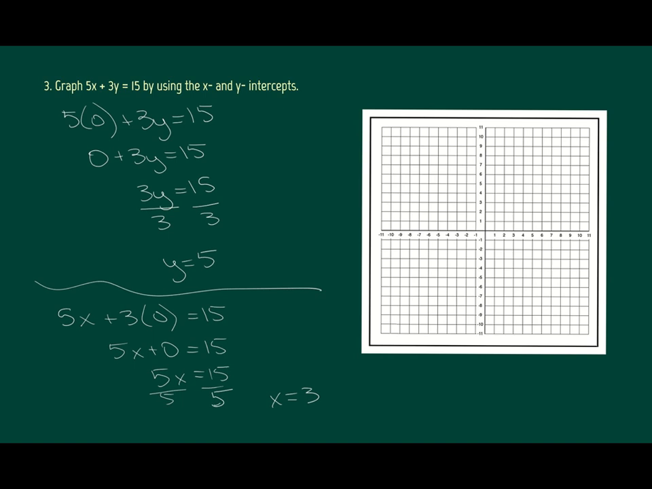So I'm going to plot both of those. So I've got, let's see, y equals 5 would be right here. And then x equals 3 right here. And then you just connect the dots. And that's it.